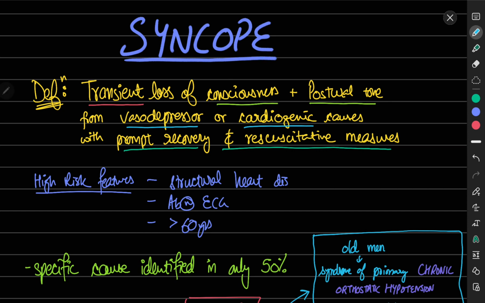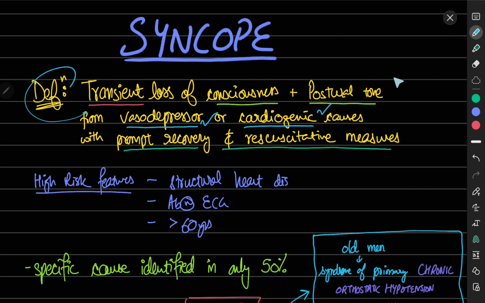So, what's syncope? The definition itself tells you almost everything that you need to know. It tells you what the clinical manifestations are, what the pathophysiology is, and what the treatment is. So, what's the definition? It's a transient loss of consciousness and postural tone from vasodepressor or cardiogenic causes.